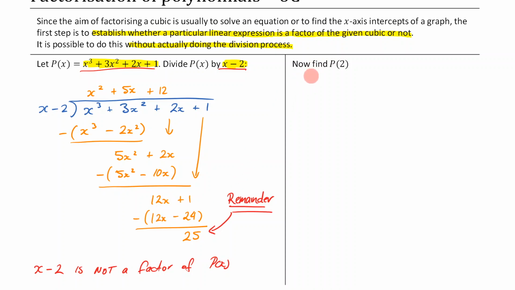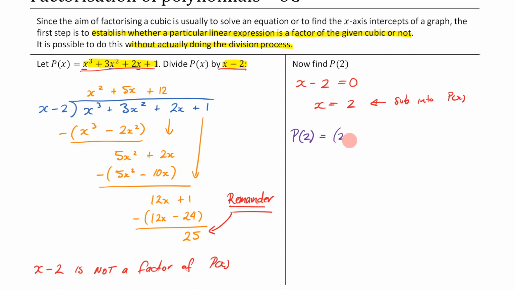So over here it says now find p of 2. Now why exactly are we doing that? Well, we know that our linear expression is x minus 2. We're going to set that equal to 0 and then solve for x. And then what we're going to do after that is sub into p of x. So we're going to sub x equals 2 into p of x. So this is the process that we're going to do. And we know that the way that we write that is just saying p of 2, which means every time you see an x, you're going to put a 2 in that spot.